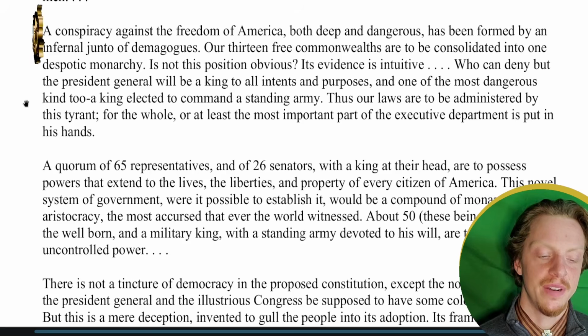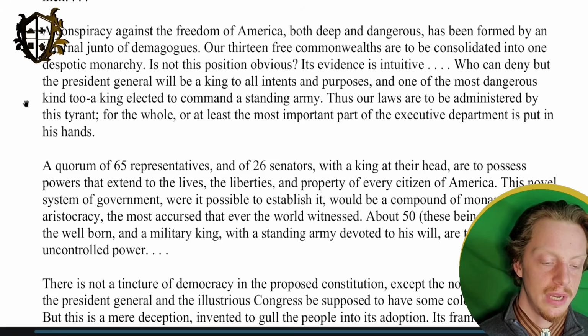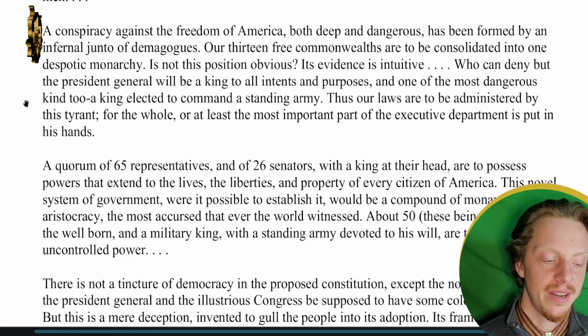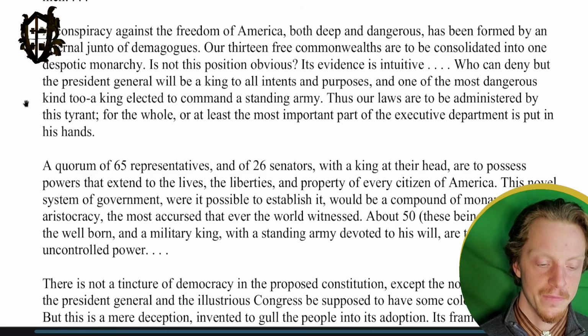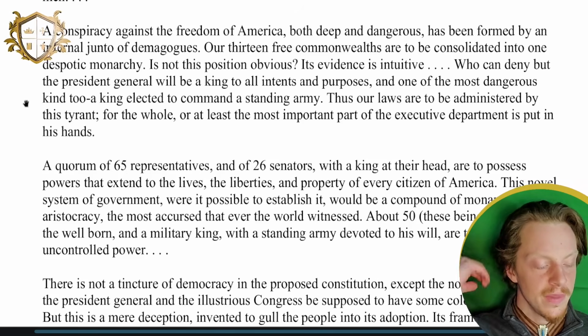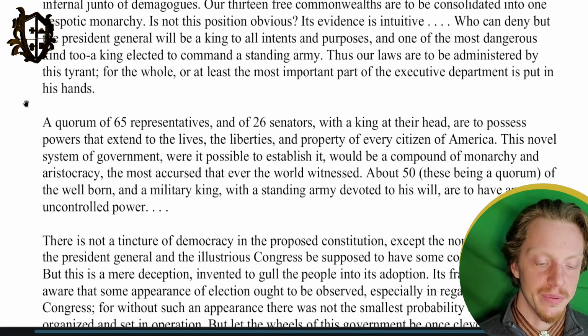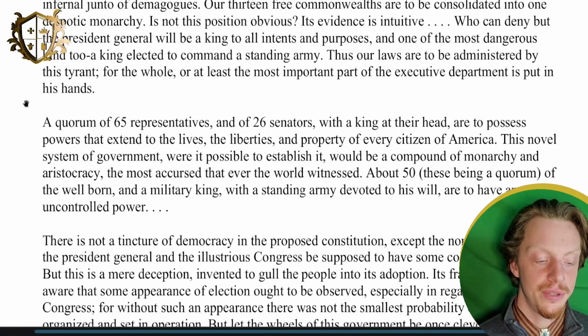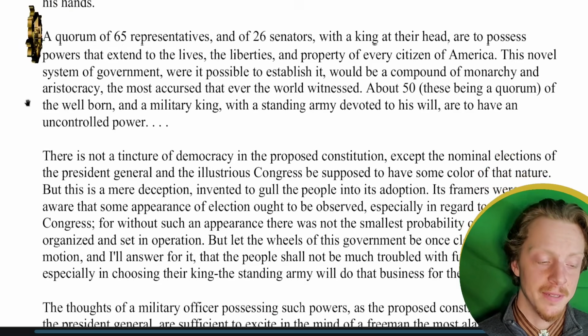A conspiracy against the freedom of America, both deep and dangerous, has been formed by an infernal junto of demagogues. Our 13 free commonwealths are to be consolidated into one despotic monarchy. Is not this position obvious? Its evidence is intuitive. Who can deny but the President General will be a king to all intents and purposes, and one of the most dangerous kind, too, a king elected to command a standing army. Thus our laws are to be administered by this tyrant, for the whole, or at least the most important part of the executive department, is put in his hands.